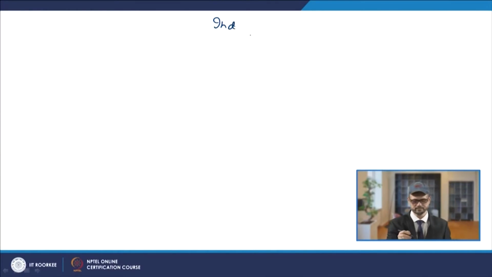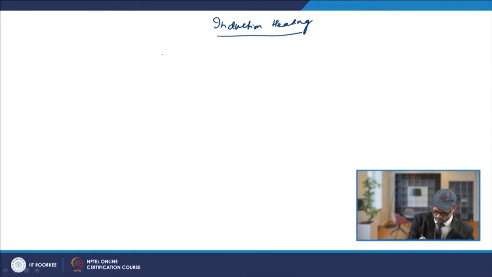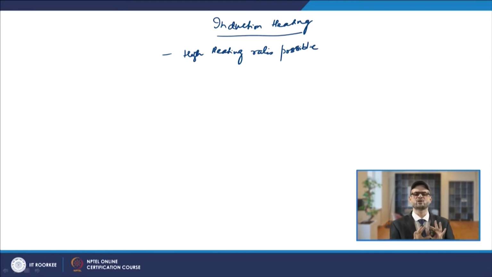Now, apart from electrical resistance heating, we talked about another method of preheating, that was the induction method of preheating. So, we do induction heating. In the case of induction heating, higher heating rates are possible. And in this case you can control the temperature to a very narrow range.